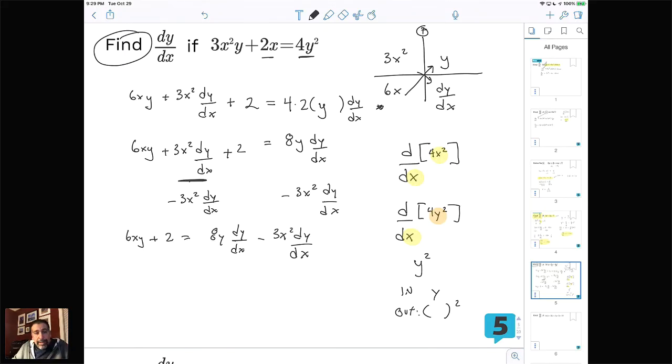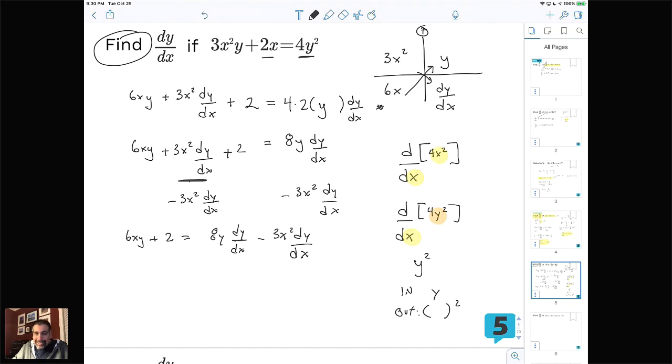This actually works out very nicely because now we have one side dedicated to dy over dx, one side for everything else. So here's where you're going to tell me in the chat what the next step is to get dy over dx by itself. What are we going to go back to do?